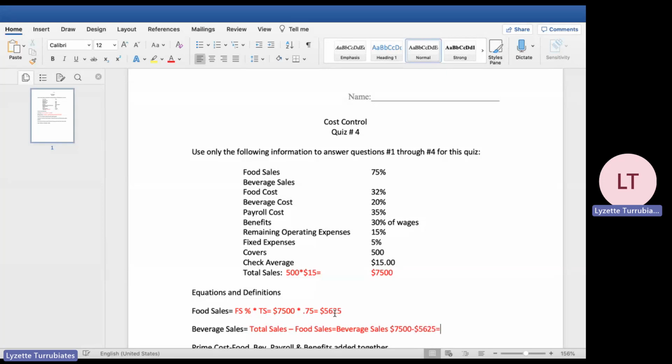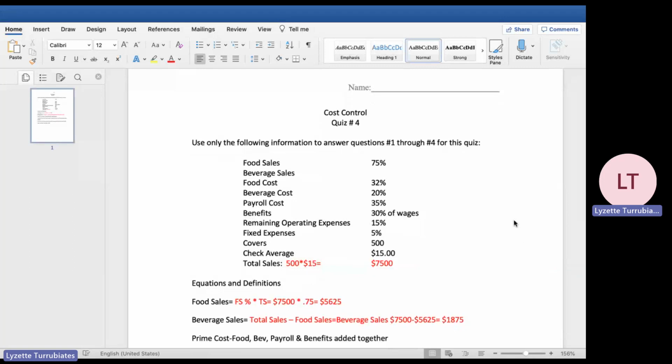5,625, and that's going to give us what our beverage sales are. That'll be 1,875. So as you can see here, every calculation that we are getting is going to help us with the next formula that we need to do. So it's very important that we change all these percentages to the dollar amounts so that you'll be able to answer the questions that are on your assignment.